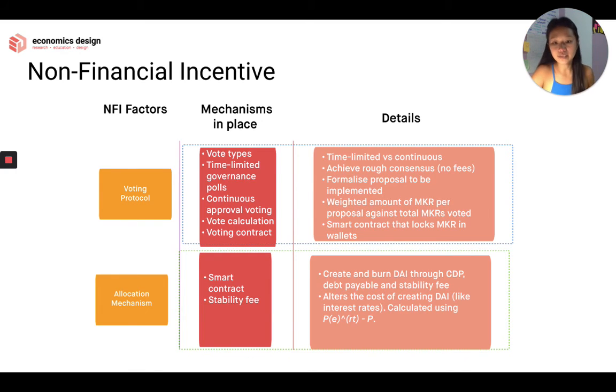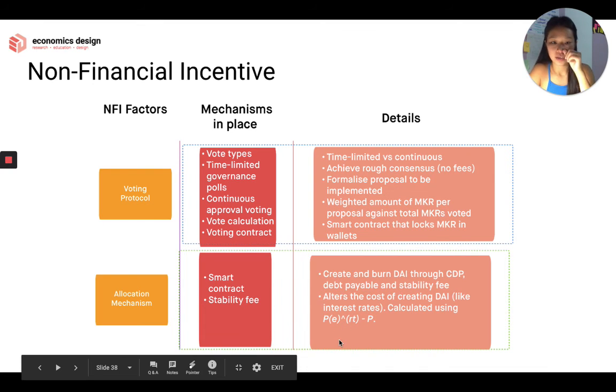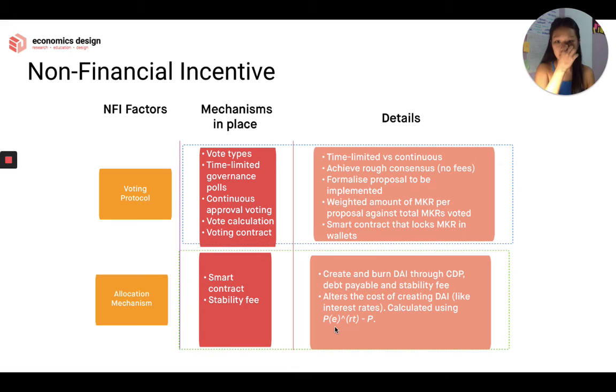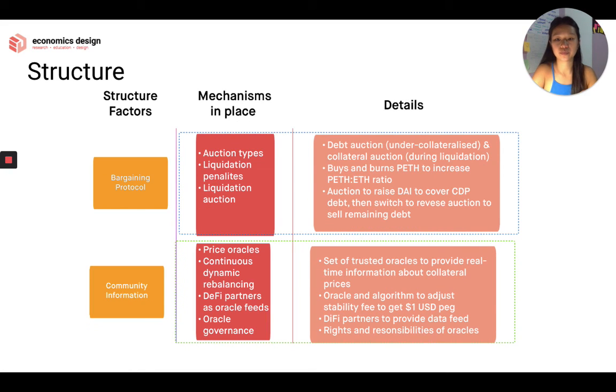For allocation mechanism, it's smart contracts executing different things like burning and minting DAI. And stability fee is done by a simple formula that you can see over here. It's basically interest rates. So interest rates are voted upon, and then the smart contract will execute it. Lastly, we have structure. So we've got bargaining protocol as well as community information.